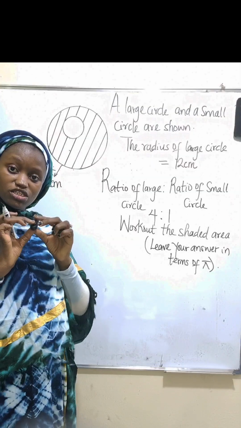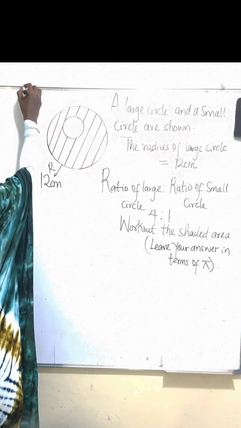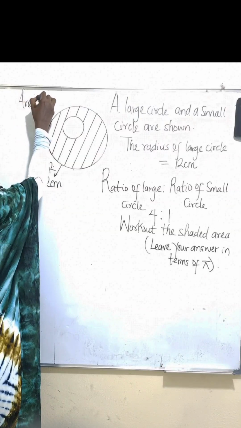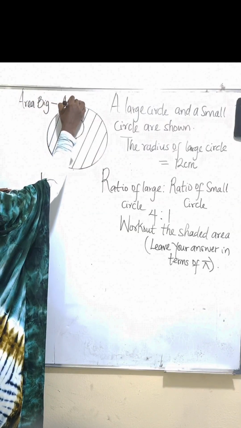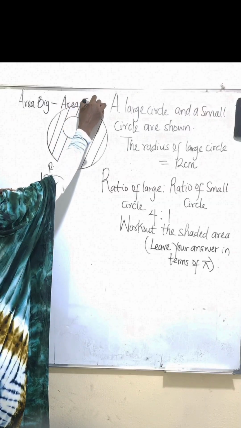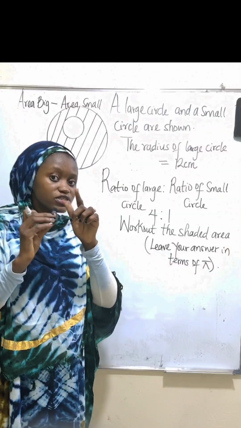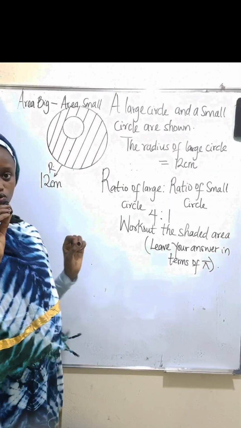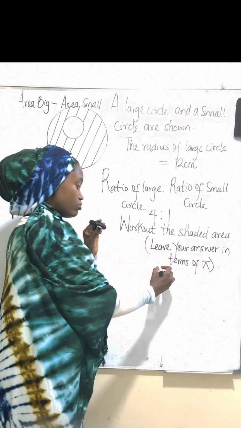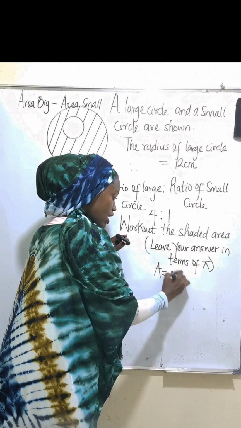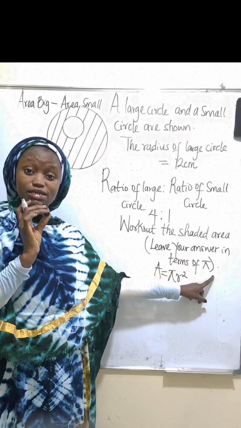And to get the shaded part, all we have to do is to get the area of the big circle minus the area of the small circle. If you subtract the area of the small circle from the big circle, that will give us the value of this shaded portion. Now, the formula for area of a circle is equal to pi r square. And we've been told to leave the answer in terms of pi, right?